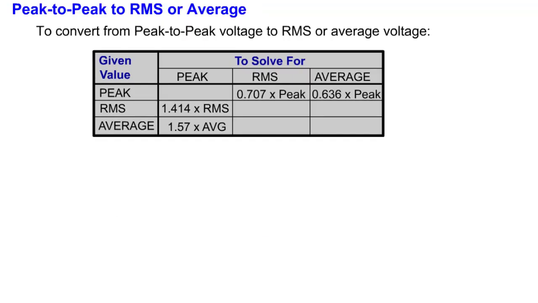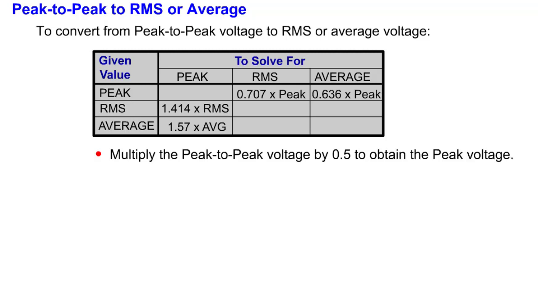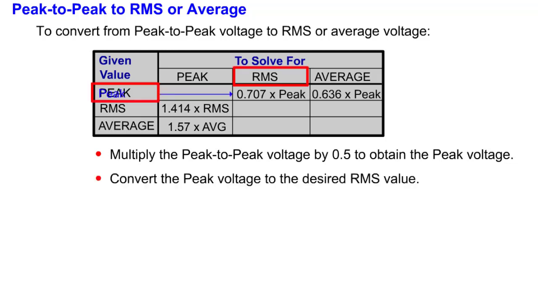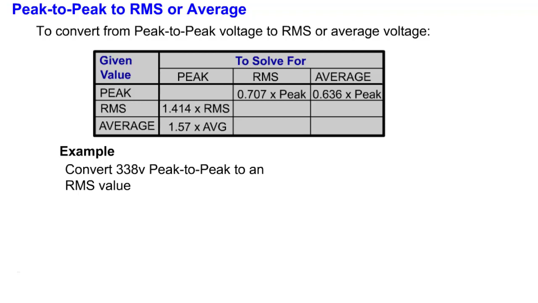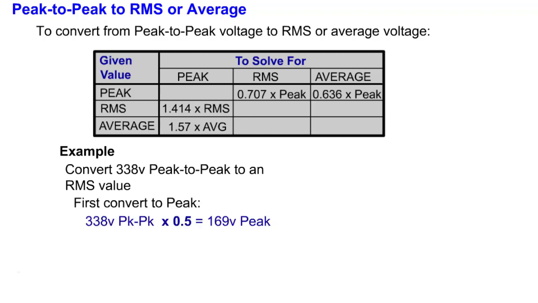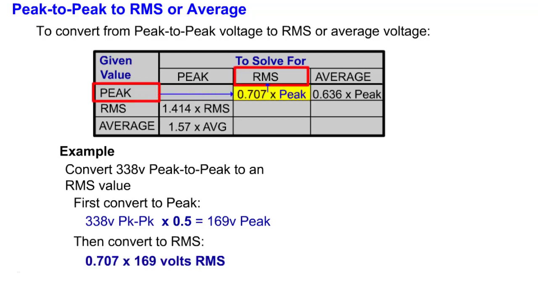To convert from peak-to-peak voltage to RMS or average voltage, multiply the peak-to-peak voltage by 0.5 to obtain the peak voltage. Then, convert the peak voltage to the desired RMS value. For example, convert 338 volts peak-to-peak to an RMS value. First, convert to peak voltage as shown. Then, convert the peak voltage to RMS.